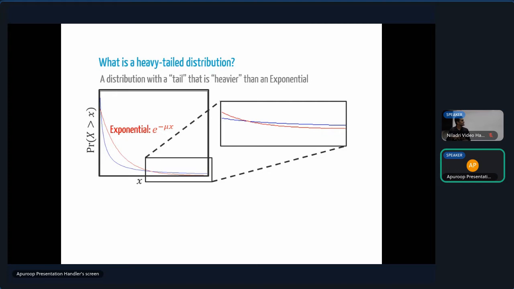In other words, this ratio has a limit that is infinity for any exponential distribution, right? So what that means is that the probability that X takes large values is considerably more than that associated with any exponential distribution, right? So that is more formally what it means for the tail to be heavier than exponential. Okay.